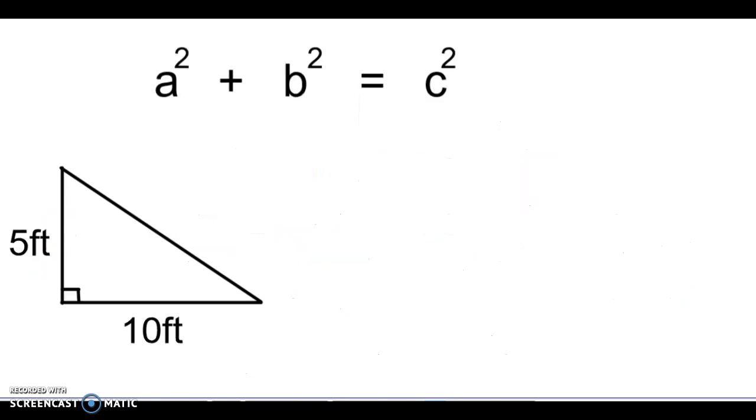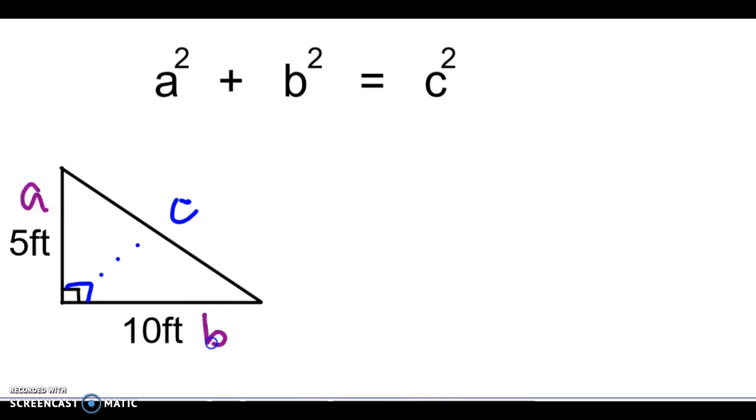Okay, this one does not have it labeled that c is our missing side. So again, you use that box. It's going to point you to c. So that's our unknown. Okay, so again, pick your a and b. Doesn't matter which one's which, just pick one.